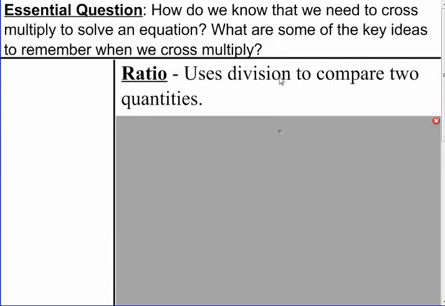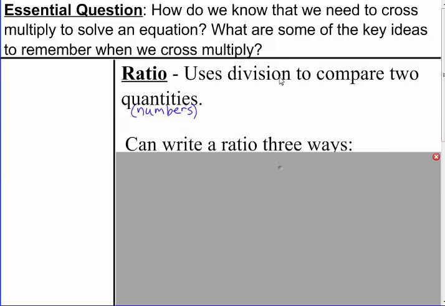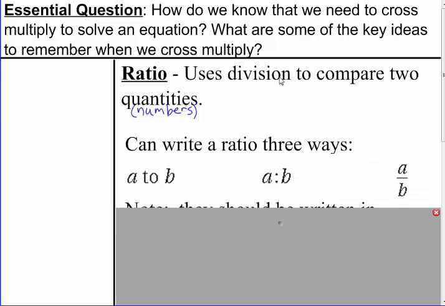So the first is a ratio. That uses division to compare two quantities or numbers. So quantities means numbers. So I have some examples. There's 3 different ways that you can write this ratio. So this is abstract, and then I'll show you with some numbers.